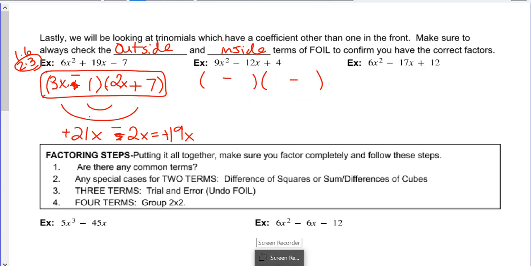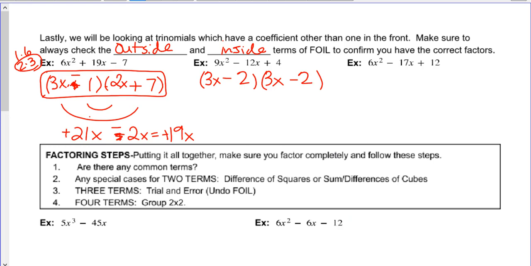Let's break apart that 9x squared. So it's either 1 times 9 or 3 times 3. So I'm going to choose to split it as 3x and 3x. Again, I'm just choosing some out of the blue. I don't know if they're right yet or not. For factors of 4, I can choose 1 times 4 or 2 times 2. Again, I like to choose the ones that are closer together. So I always try the 2 times 2 here.